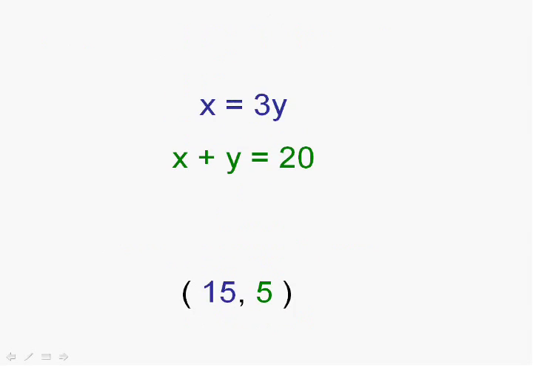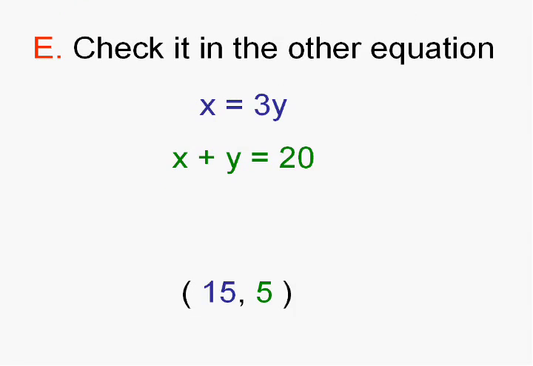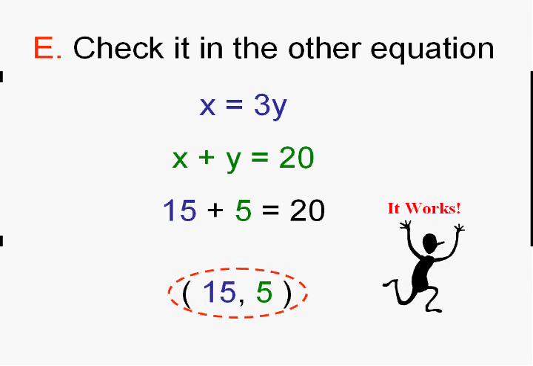Wait a minute. Since I went to all that work, and I know this works in the blue equation, I just solved it, it would probably behoove me to check it in the other equation, the green one. Doesn't take much work, does it? Let's put 15 in for x and 5 in for y, and just make sure. And I know it works. In fact, I know this is the point where they intersect, because this pair works in both equations, and that's the only point that works in both equations, the point where they intersect.